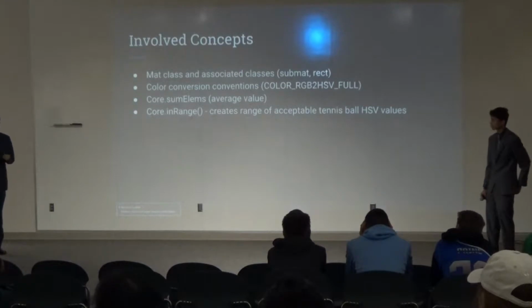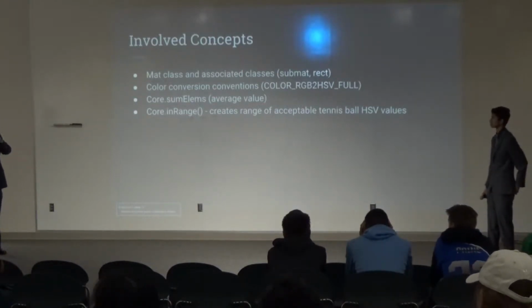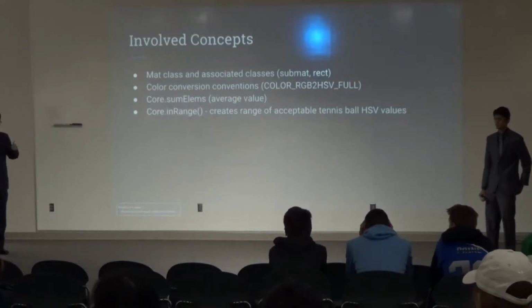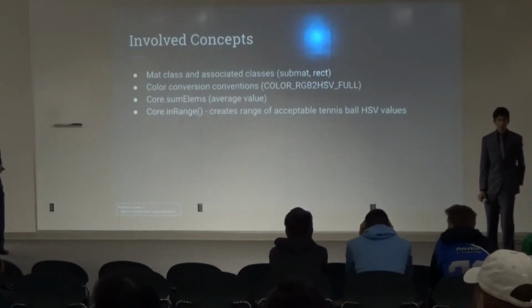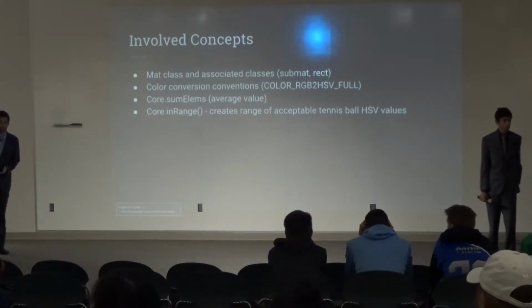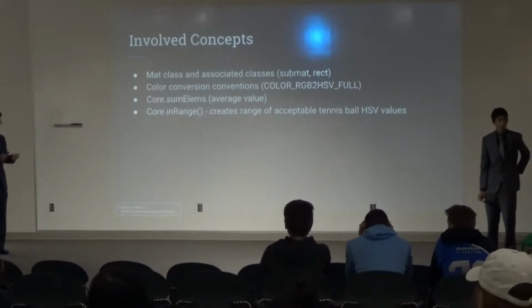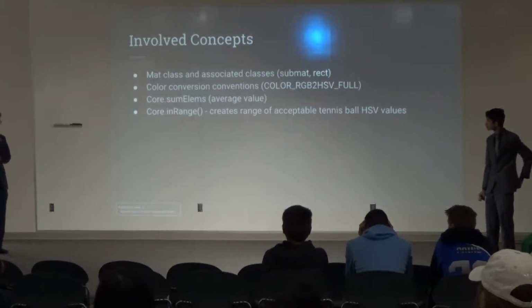So the way that the application really finds the tennis ball as it's passing over the field of vision of the camera is through analyzing hue saturation values. And that's where this function comes in, Core.inRange. It takes two main parameters, a lower bound of hue saturation values and an upper bound of hue saturation values.